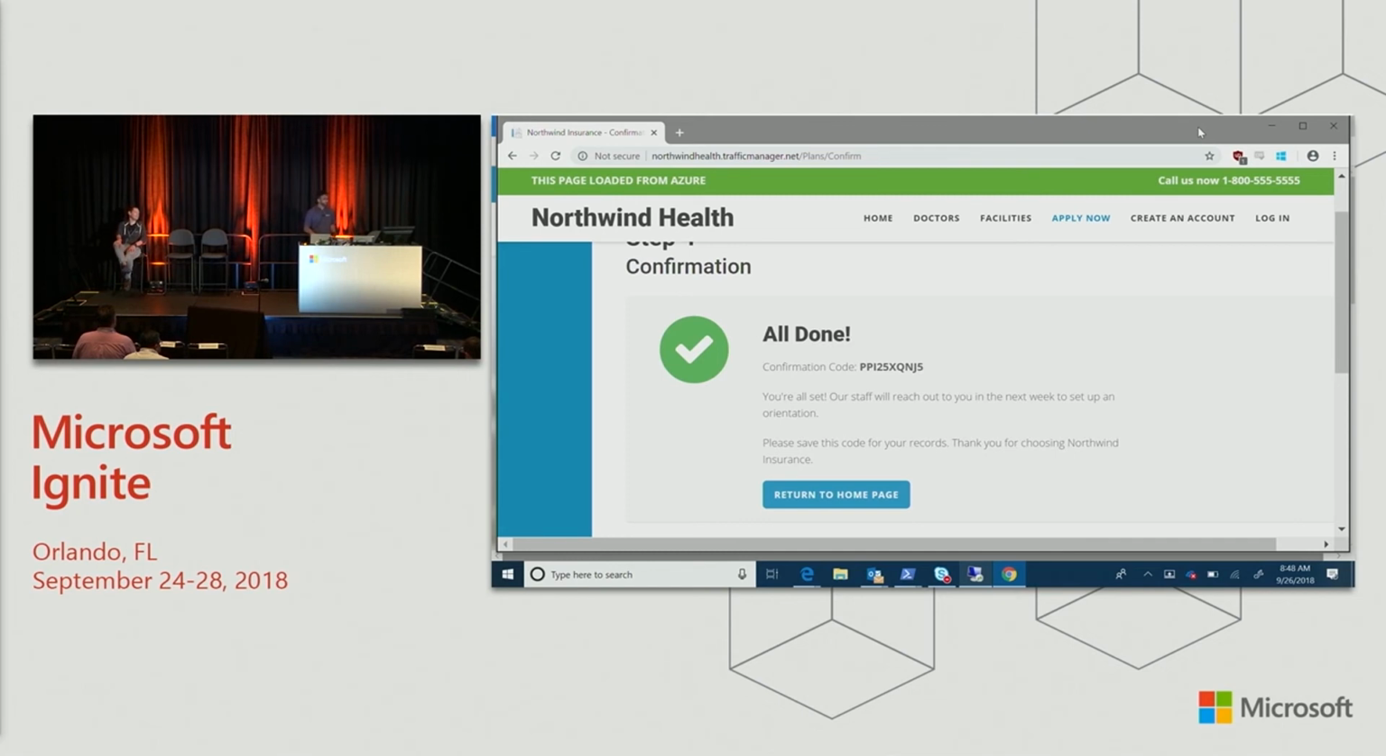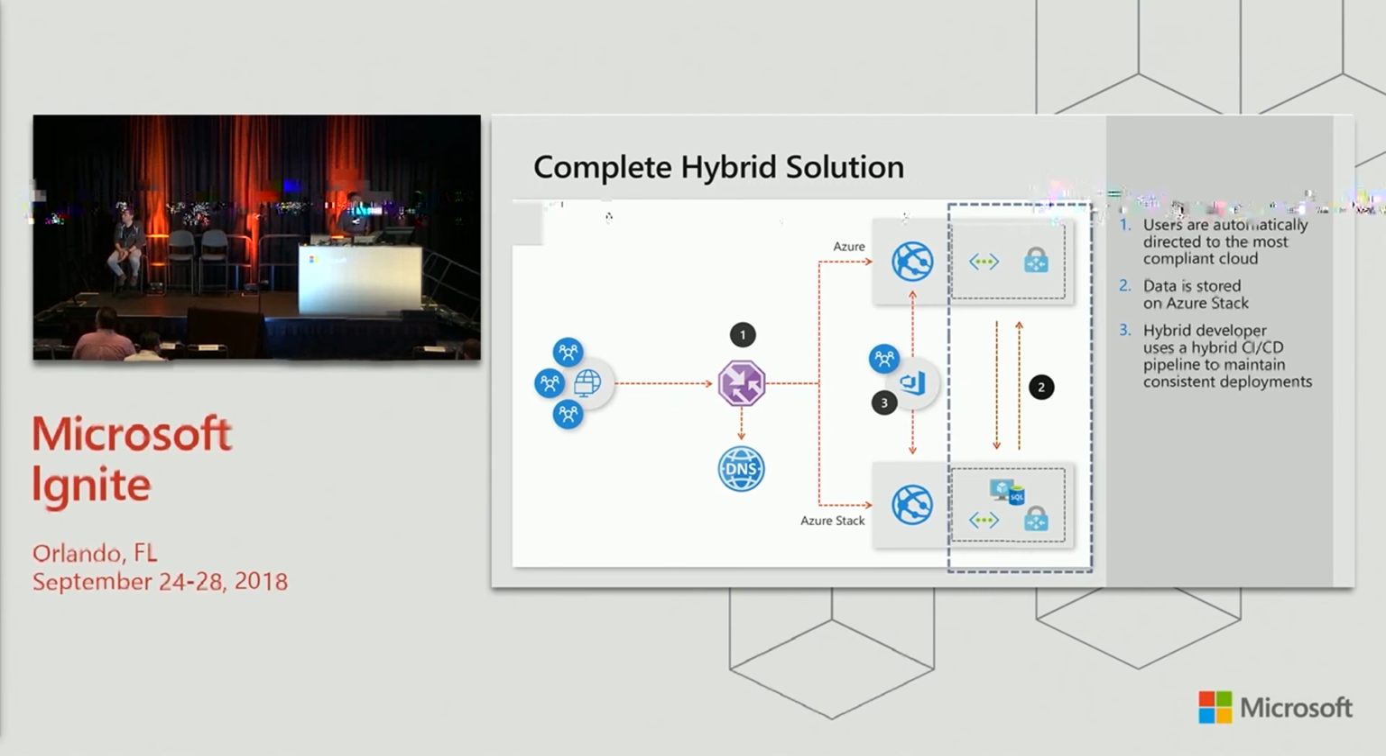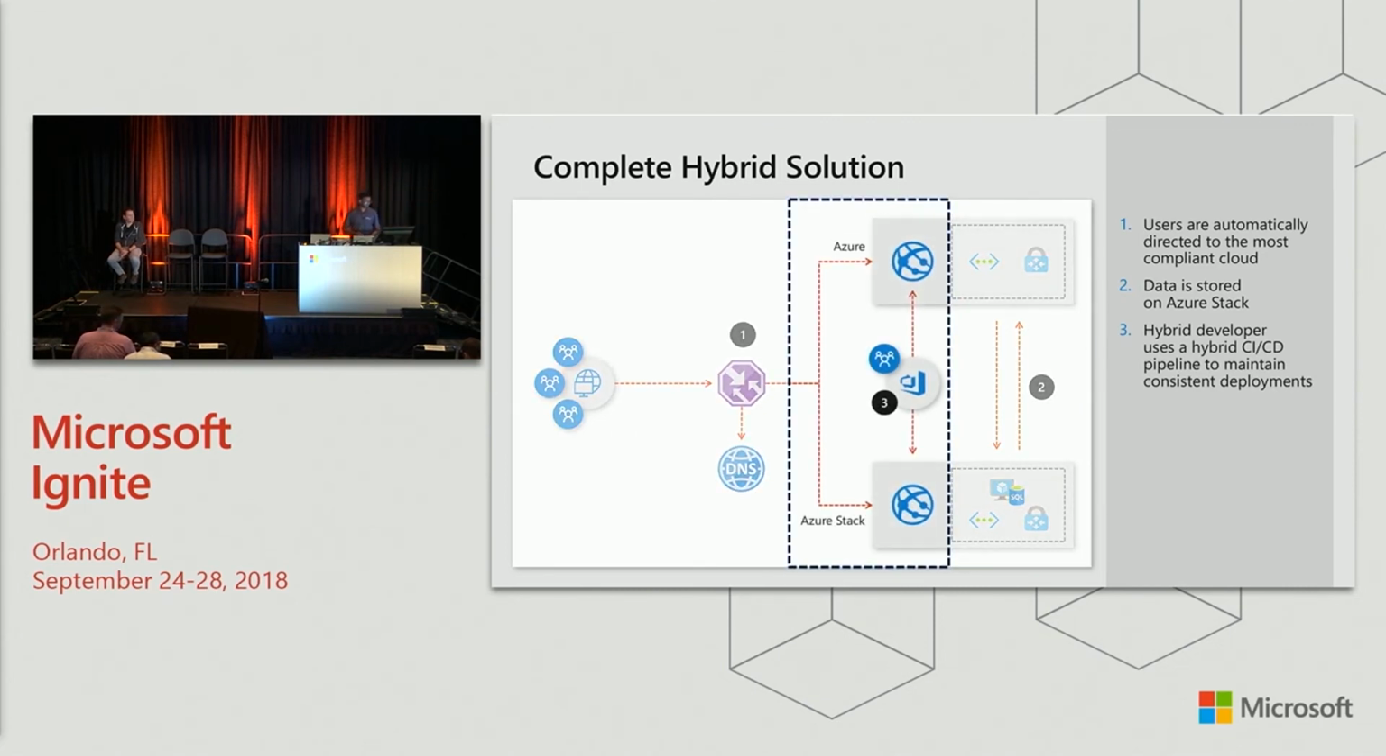Let's go ahead and look at the building blocks there. So I have a complete hybrid solution. Users are directed to the compliant cloud, and data is stored in Azure Stack. Again, we have a VPN that has point-to-site from the Azure App Service to the VNet, and then a site-to-site from the VNet to Azure Stack. We have an app that's kept up to date by Azure DevOps that is deployed to both the public and private cloud.